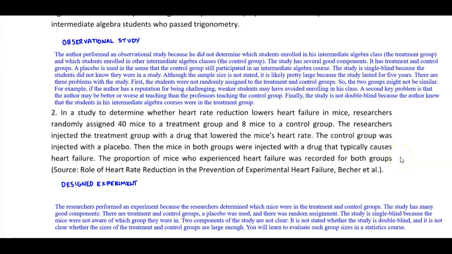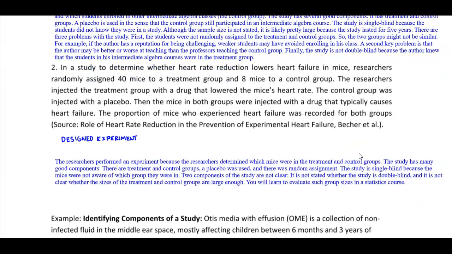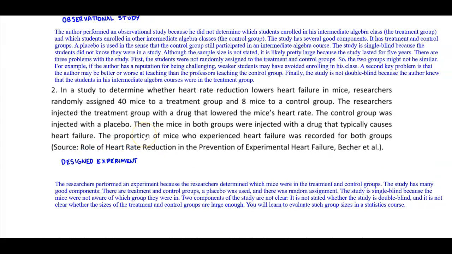The researchers injected the treatment group with the drug that lowered the mice's heart rate. The control group was injected with the placebo. Then the mice in both groups were injected with the drug that typically causes heart failure. The proportion of mice who experienced heart failure was reduced for both groups. This is a designed experiment.